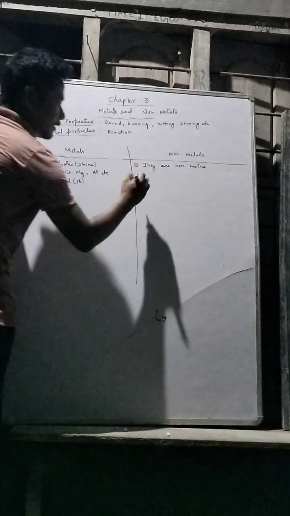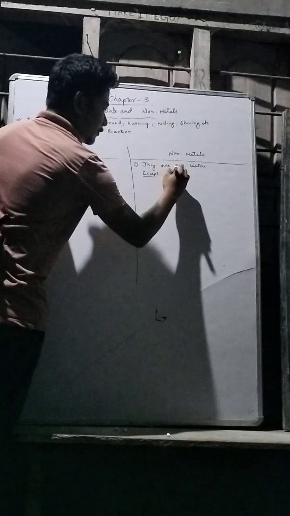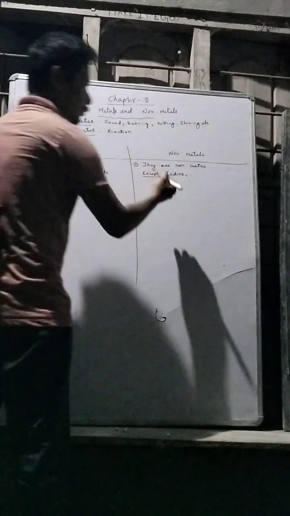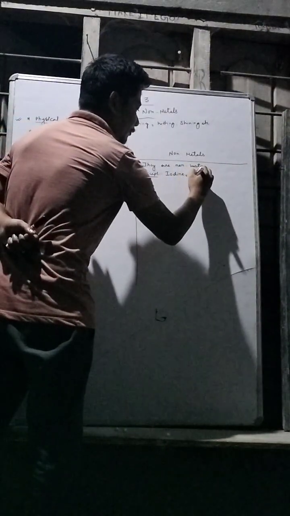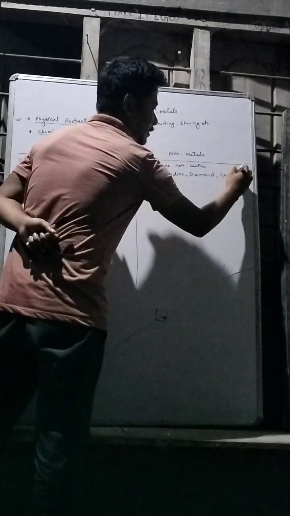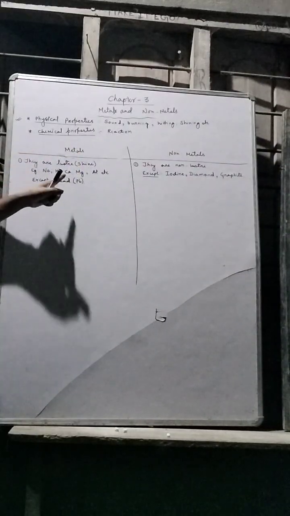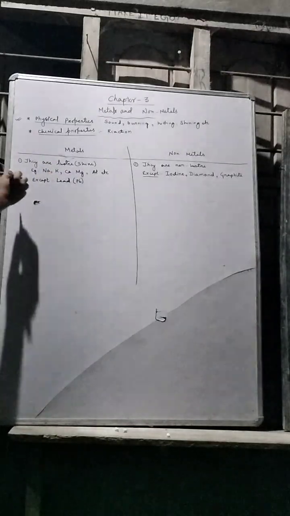And in non-metals, there are some exceptions which shine, like iodine. Iodine is a non-metal which shines too much. Again, there is an allotrope of carbon also. Allotrope means different form of carbon, like diamond. And there is one more allotrope of carbon which is graphite. So iodine, diamond and graphite, these are three non-metals which shine, and other non-metals do not shine. And in case of metals, all the metals shine except lead. Lead doesn't shine.